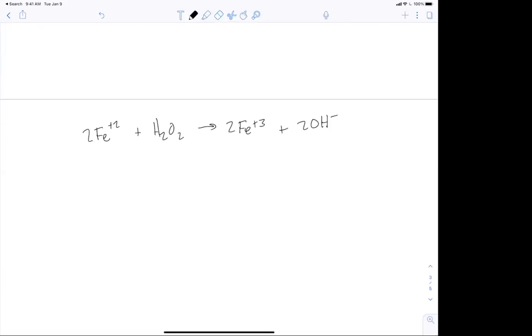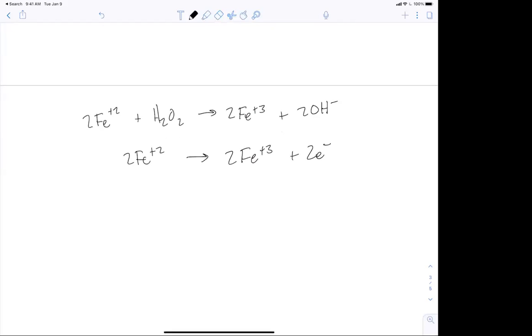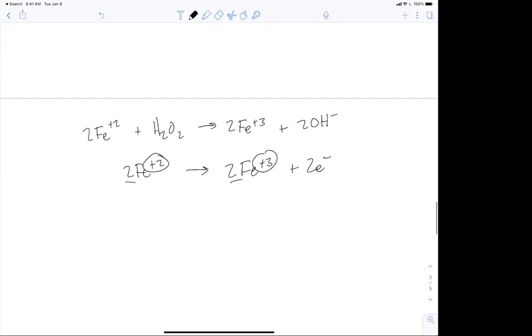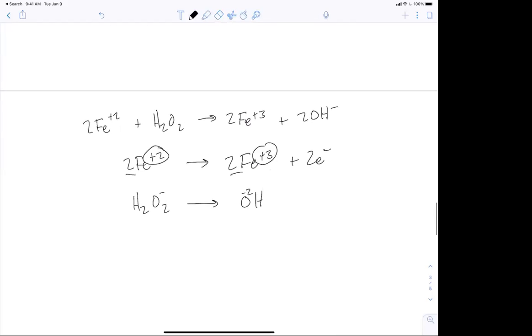But if we look at this one, let's break it up like we've been doing. So you'd have 2 electrons associated with this process, because you're going from +2 to +3, and you've got 2 of each. And then for the hydrogen peroxide, you're going from -1 to -2. Of course, you've got 2 of those. So that's a 2 electron process as well. Well, they have to be the same if it's balanced. But this is the number they're talking about. So in the balanced equation, it's whatever the number of electrons associated with the reduction and oxidation is.